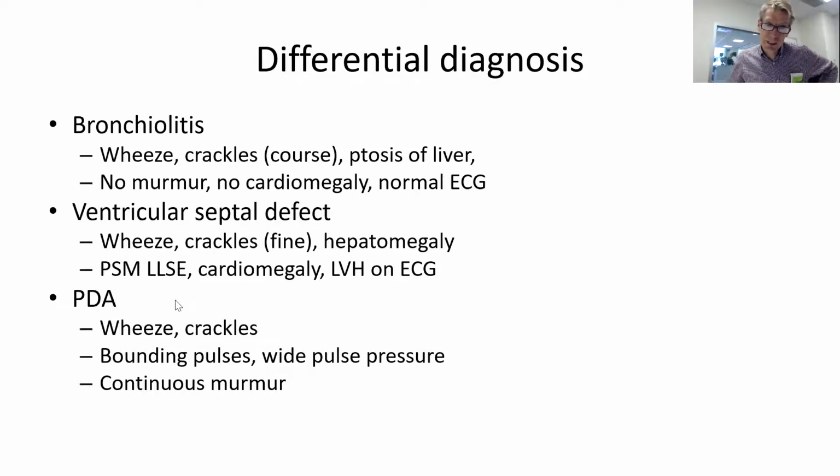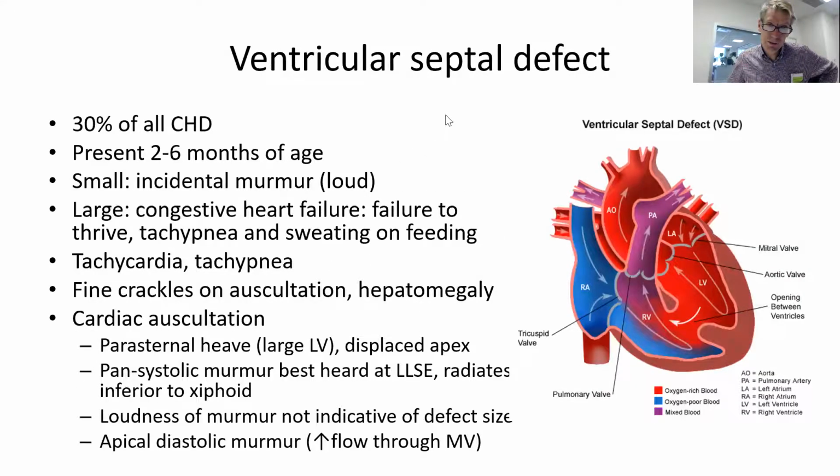We'll talk about PDAs a bit later, but let's just talk about VSDs. I said last week that they were one of the most common types of congenital heart disease. About a third, 30%, of all congenital heart diseases are ventricular septal defects, and there are a number of different types of VSDs. Don't worry about the types, but typically these children present with failure to thrive, tachypnea and sweating when they feed. On examination, they're tachycardic and tachypneic, and they have fine crackles on auscultation, and they have hepatomegaly. So they've got biventricular failure, haven't they? They've got both left ventricular failure and right ventricular failure.